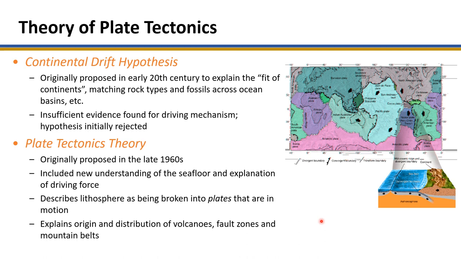However, Wegener was unable to provide a satisfactory explanation for how the continents could have drifted apart. Some scientists, geologists, criticized his hypothesis, arguing that it was not possible for the continents to move over the dense mantle layer. And then we move into the plate tectonic theory.